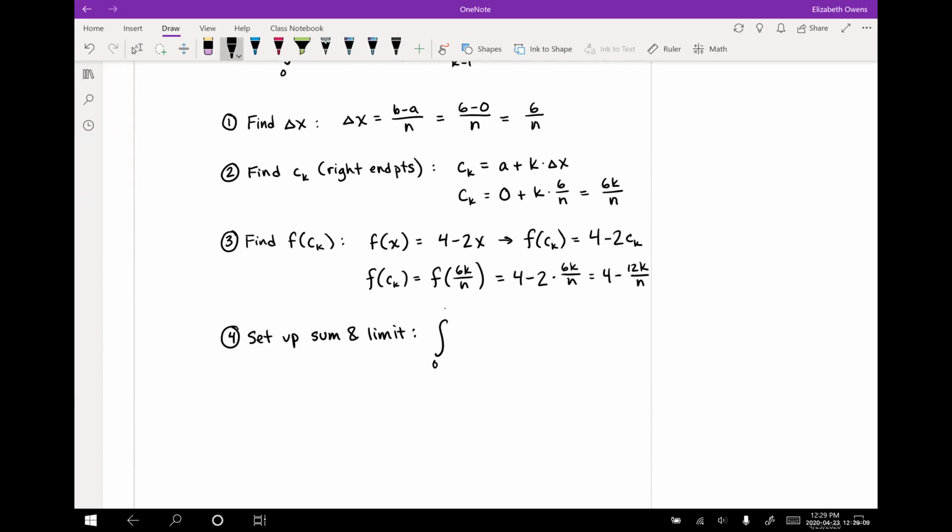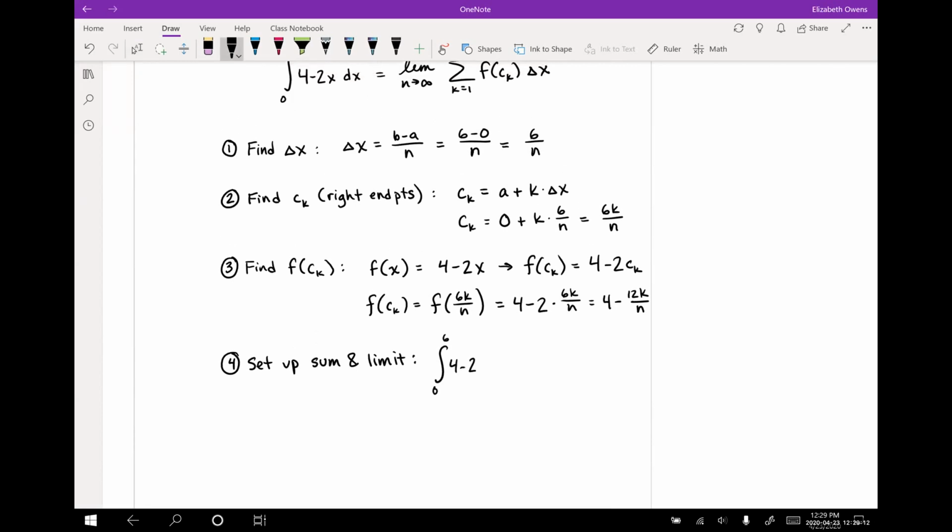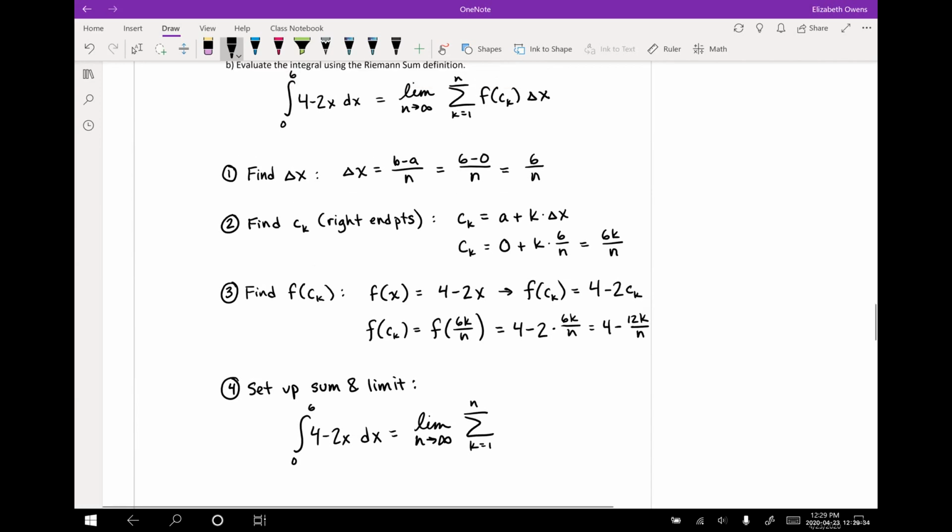Okay, integral from 0 to 6 of 4 minus 2x dx equals the limit as n goes to infinity of our summation k equals 1 to n, and here's where we get to put the new stuff in. So putting in for f of ck, we are going to have this expression right here, 4 minus 12k over n. Okay. And then for delta x, we're going to plug in our delta x expression right here, the 6 over n.